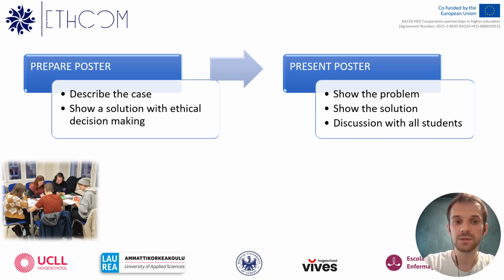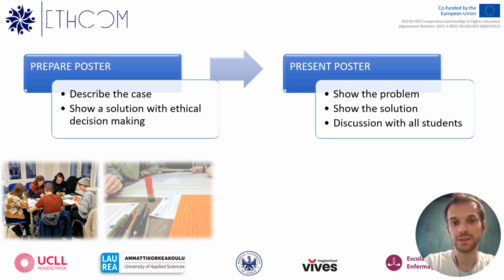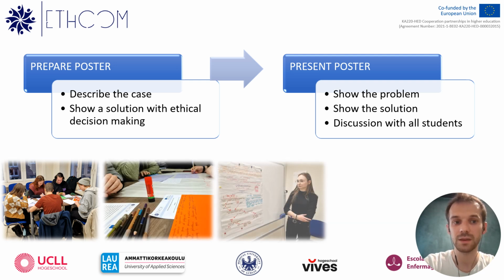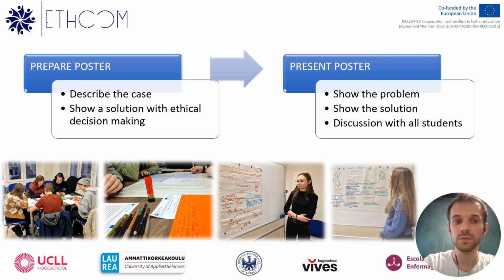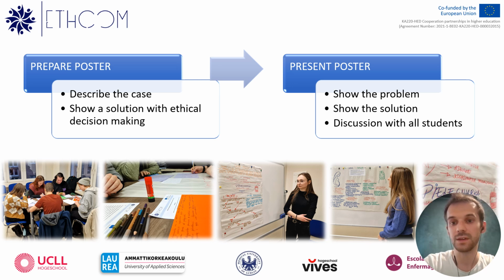Each student group prepares a poster describing the case, its merit, and the solution with ethical decision making to share with other student groups. When all groups are ready, each group in established order presents their poster, starting with reading the case to make others aware of the issue, and the discussion is moderated by the teacher with all students regarding each case, summarizing the decision made.